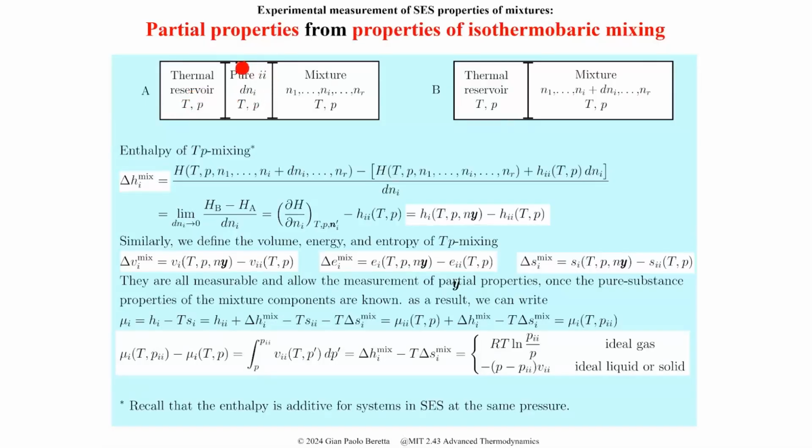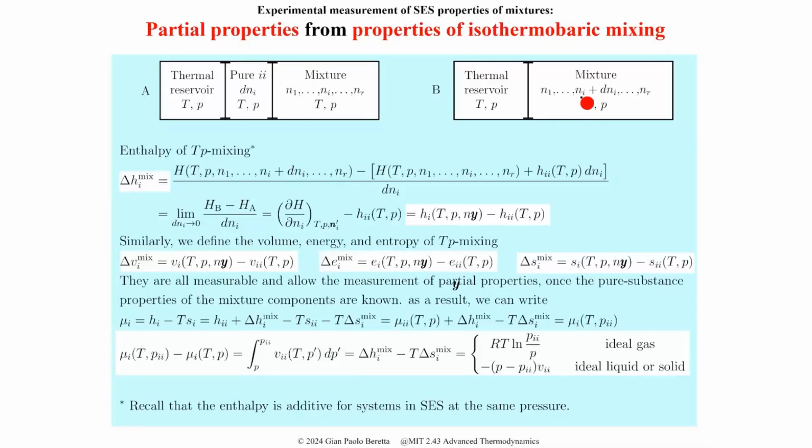Then we take a little bit of pure component i, and we add it to the mixture. And we wait until the mixture goes again to mutual equilibrium with that thermal reservoir. Okay? So this is a mixing process in which we add a small amount of one of the components.